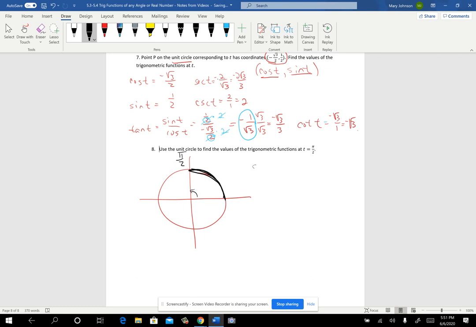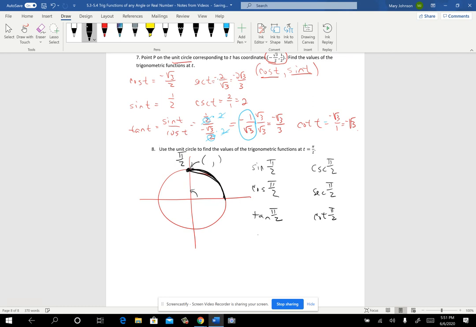So we want the sine of pi over 2. We want the cosine and so on. Tangent. Then I'll line them up over here: cosecant, secant, and cotangent. If we can figure out the coordinates of that point right there, we will use those.